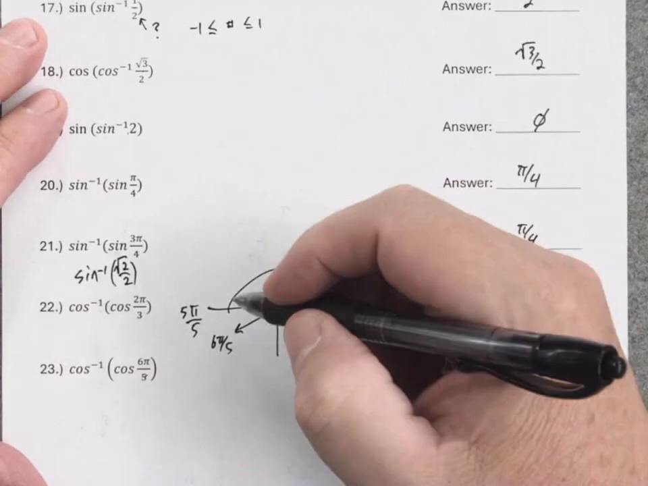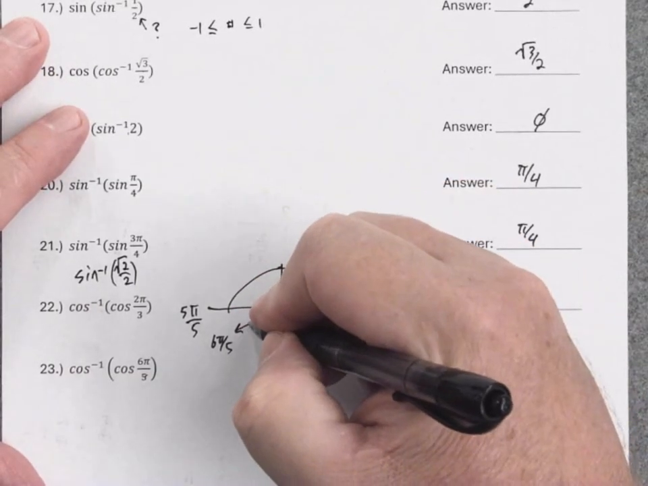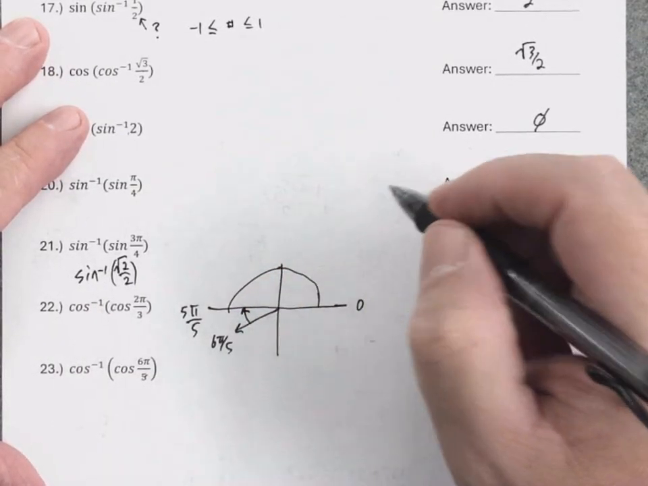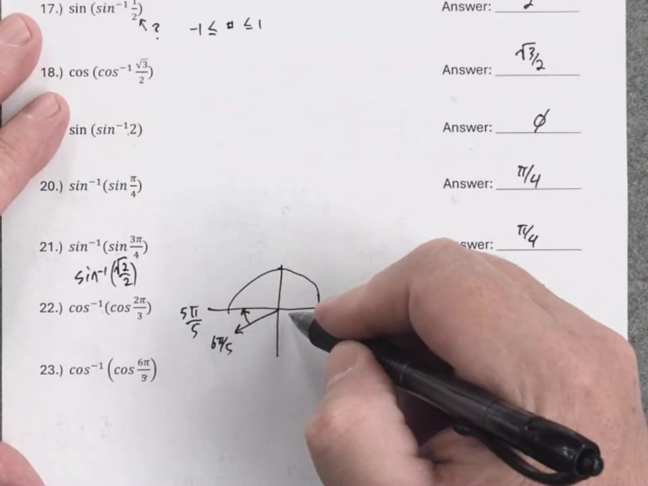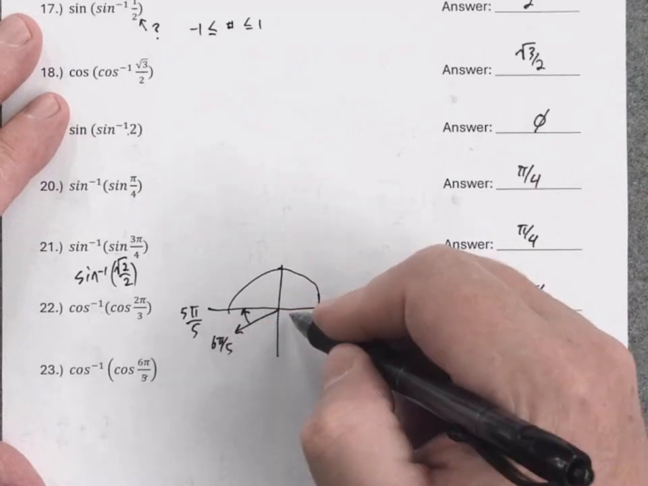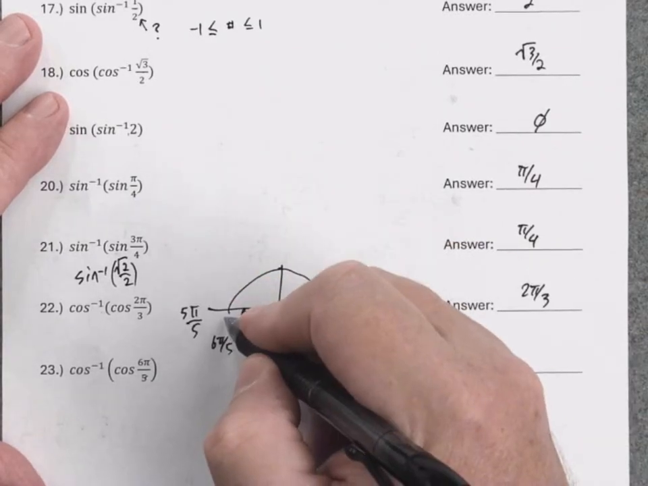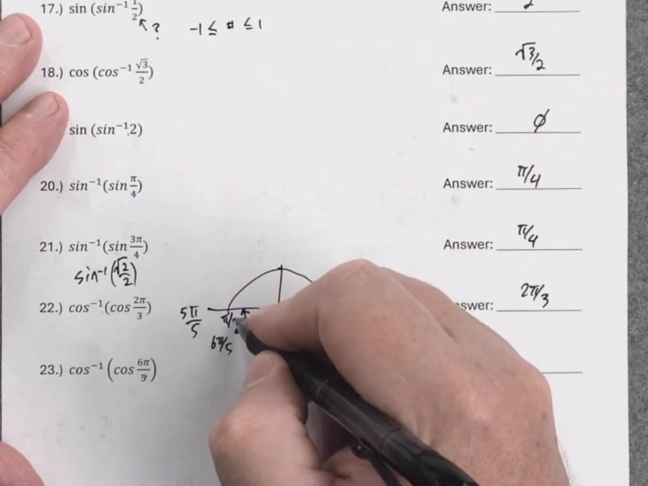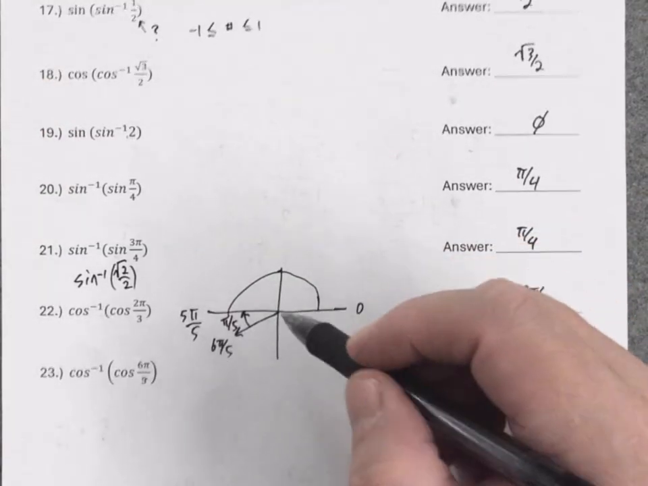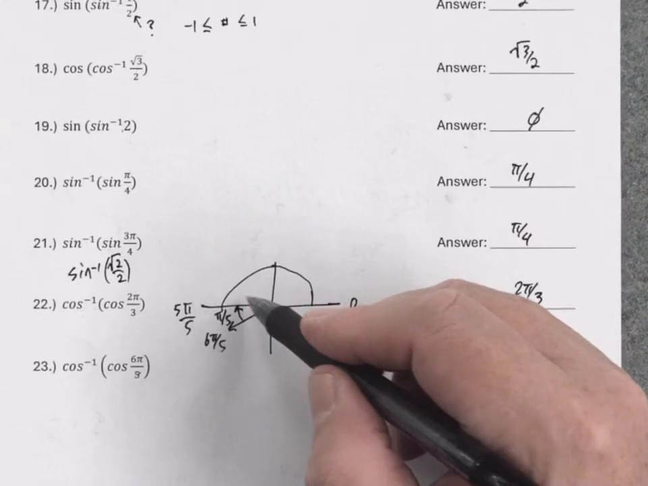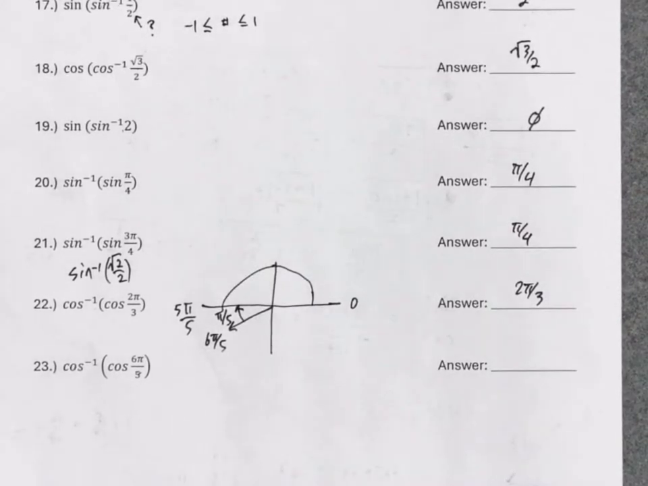So for our angle, the question is, what's the reference angle? The reference angle, remember, is the shortest angle back to the x-axis. If this is 5 pi over 5 and this is 6 pi over 5, hopefully you can see that this reference angle is pi over 5. Now what we're going to do is use this reference angle to come up with an answer that's in the top half of the unit circle.